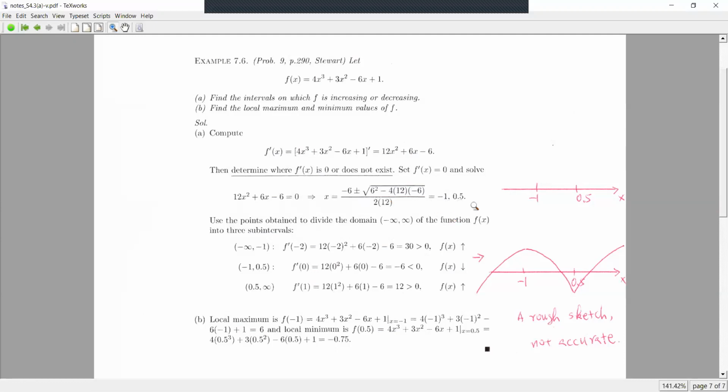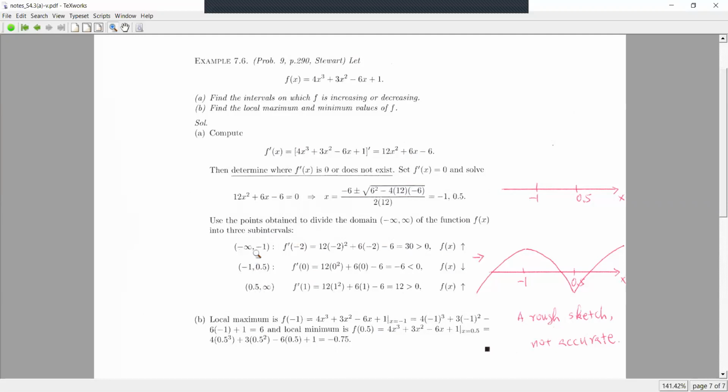Now I use these 2 points to cut the domain of this function into intervals. The domain of this function is the whole real line, from negative infinity to positive infinity. Now 2 points cut. Then I get 3 intervals. Three intervals. Okay, now let's determine the sign of the derivative on each interval.